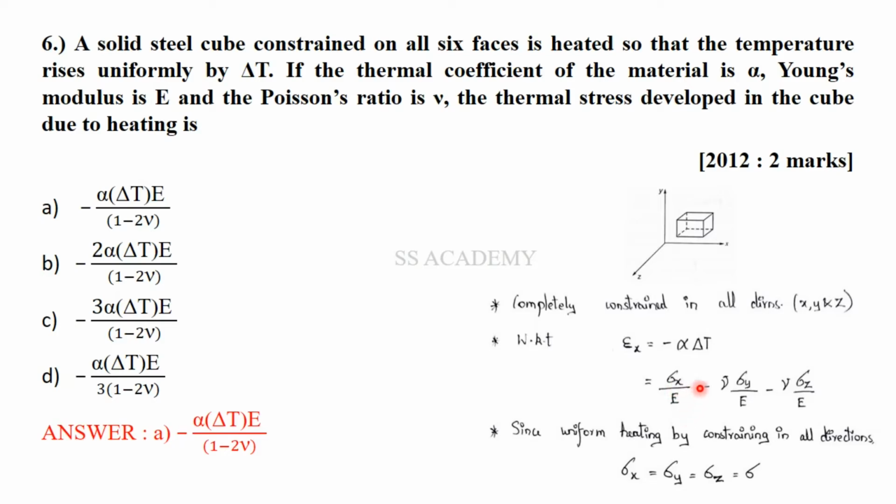So sigma by E minus nu into sigma by E minus nu into sigma by E. So we will be getting 1 minus 2 nu into sigma by E. So sigma is equal to E into minus alpha delta T divided by 1 minus 2 nu, which is A. Remember, the strain in y and z will also contribute a strain in x direction. We know that strain causes stress. Since there is a longitudinal strain in x direction, we are having three strains in x direction. So we are adding up the strains to form the stress. Okay.